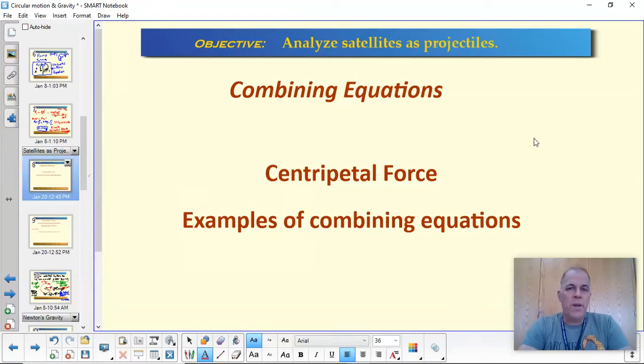Hey guys, today we're going to go over a couple examples of combining equations in a way that the College Board and AP likes us to be able to do. Before we can do that, I want to talk briefly about centripetal force to clear up a common confusion that some students have. And then, like I say, we'll go through a couple examples of combining equations.